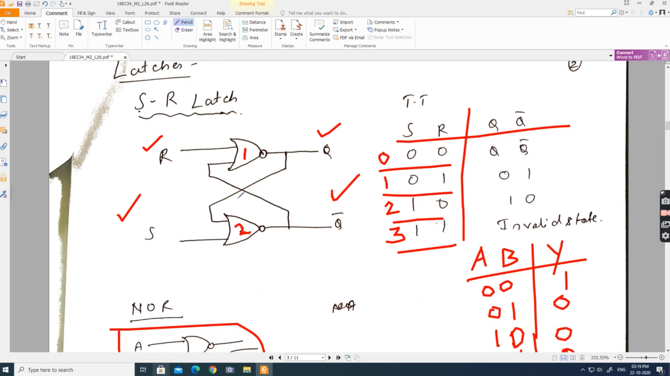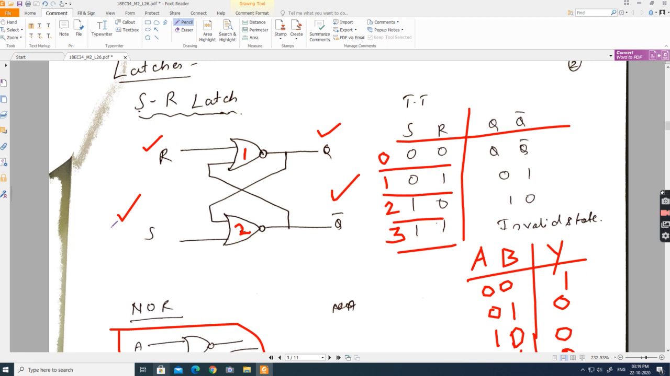How many inputs are under my control? Say NOR gate 1. In NOR gate 1, there are 2 inputs. Out of which, are both under my control, or only one, or none of them? Only one is under my control. What is that pin? R.